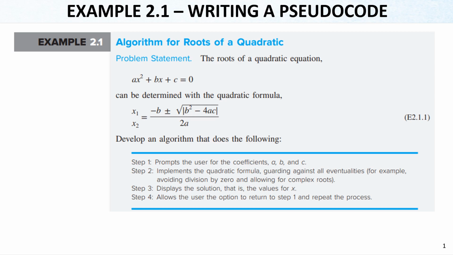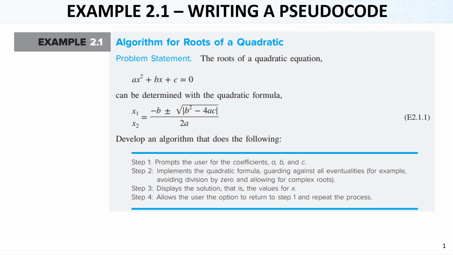And we want to develop an algorithm that does the following. Step 1, which prompts the user for the coefficients a, b, and c. So basically these coefficients, we will just type these down first. In step 2, we will implement the quadratic formula, guarding against all eventualities, for example, avoiding division by 0 here, and allowing for complex roots. We need to consider these, but we can ignore this first.